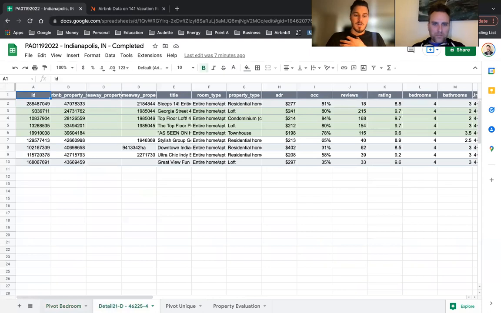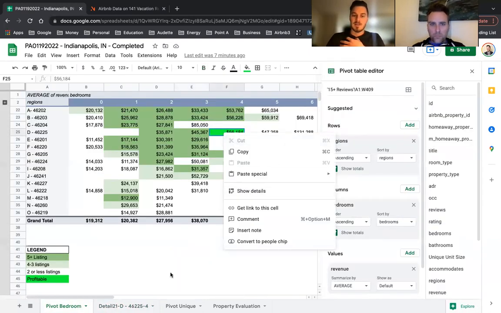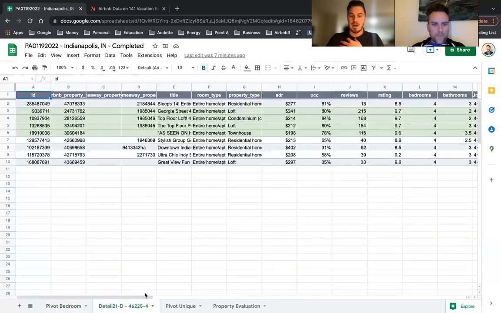No problem. So once again, we're here. We hover over it and go to show details. What it's going to do is pop open a brand new tab. It makes its own tab, and it's going to have the zip code and the number 4, which represents bedrooms, right?